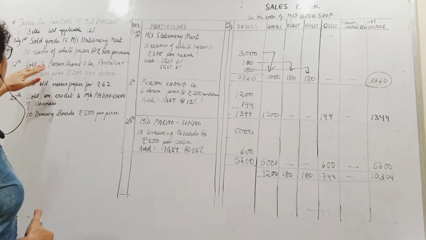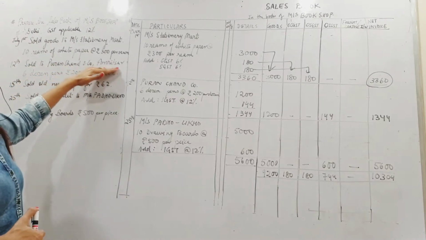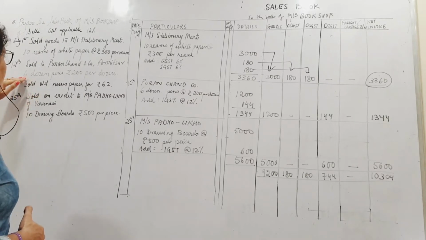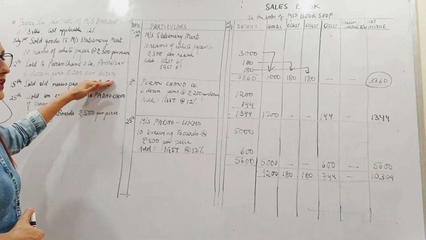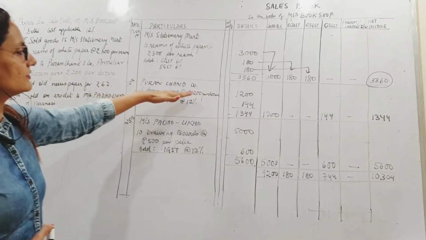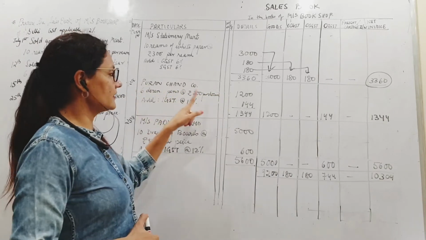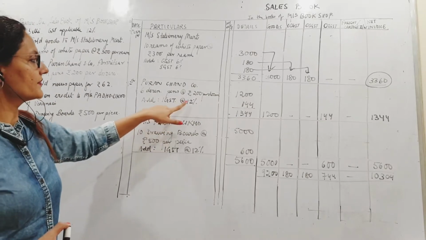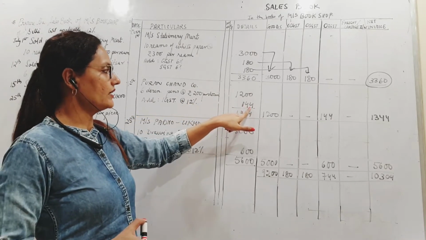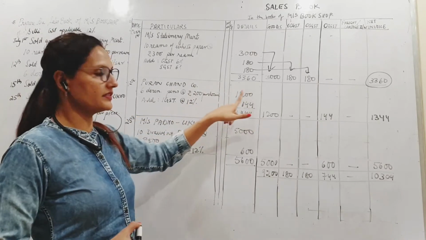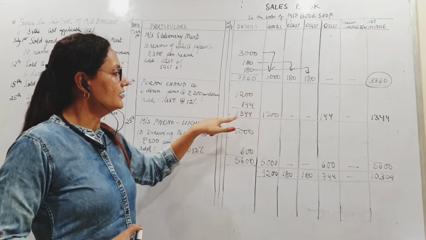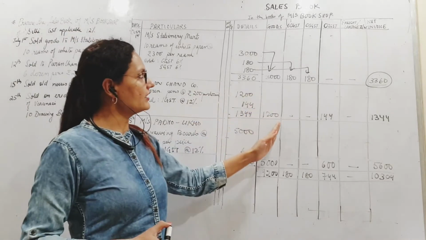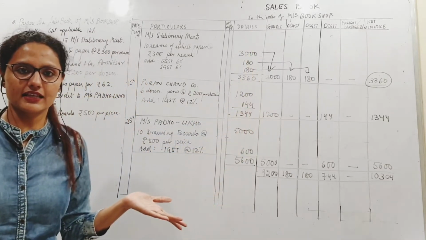Next, sold to Purancharan Company, Amritsar. Amritsar, of course, it's given there, so it is outside Delhi. Now, 6 dozen pens, 200 per dozen. 6 dozen, 200, 1200. Add IGST 12%, so 144. That is 12% of 1200, 144. Total amount is 1344. Out of that 1200 is my sales, right?